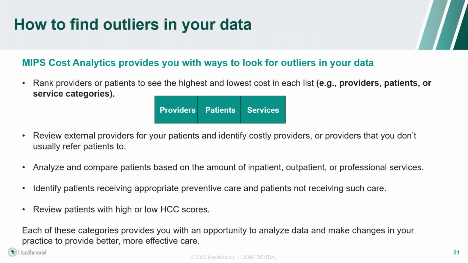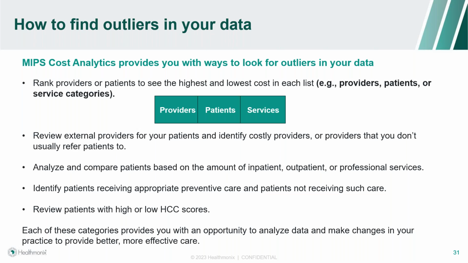So how do you find outliers in your data? We have a program here called MIPS Cost Analytics, and it provides you with ways to look for your outliers in your data, ranking providers or patients to see the highest and lowest costs in each list. It's going to show you your providers, patients, certain service categories, cohorts. It's going to drill into each one of those so you can see the highest performing providers, highest performing patients, lowest performing, who's costing you the most in this category.